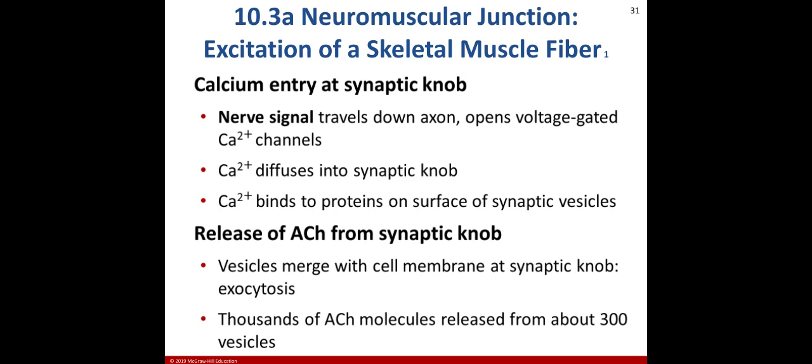When we look at this more specifically, calcium getting in at the synaptic knob, the nerve signal will travel down the axon. That nerve signal will open voltage-gated calcium channels. Calcium will move into the synaptic knob, and it will bind to proteins on the surface of the synaptic vesicles. How do we release acetylcholine? Vesicles will merge with the cell membrane. Exocytosis will happen, and we will release acetylcholine out into the synaptic cleft.